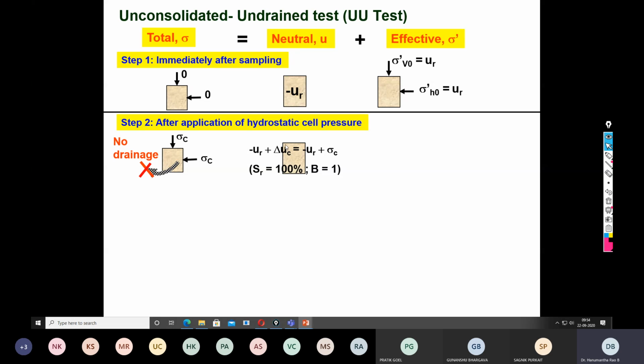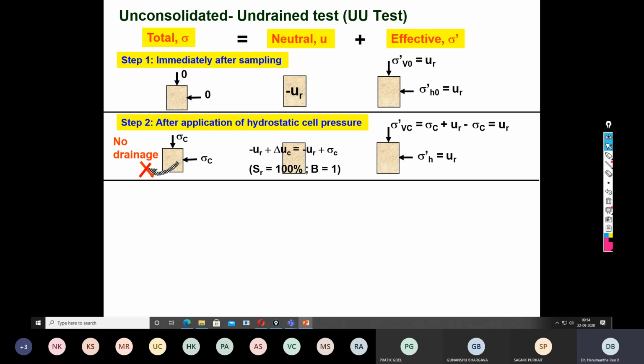So when you apply sigma 3, it initially tries to overcome the negative pressure and convert the negative into positive. If the soil sample is fully saturated, B is equal to 1. So this is negative u r plus sigma c. This is the final condition. So delta sigma h is nothing but u r, and sigma v c is sigma c plus u r minus sigma c. So again, the same, the positive capillary pressure.